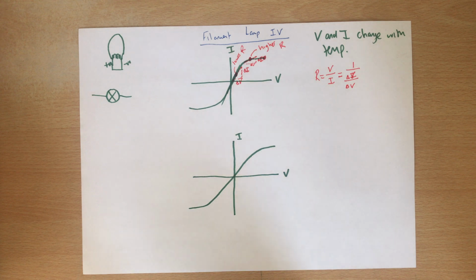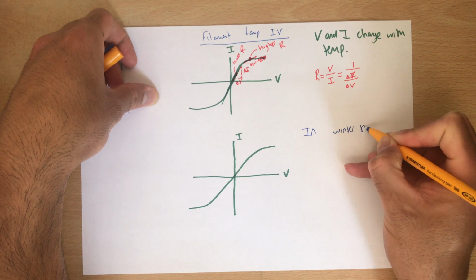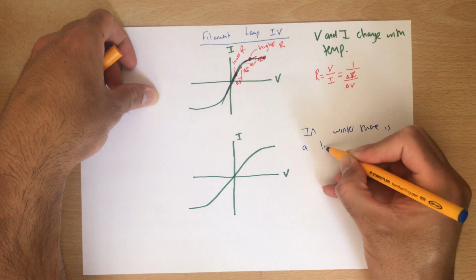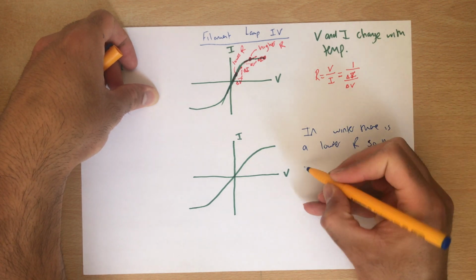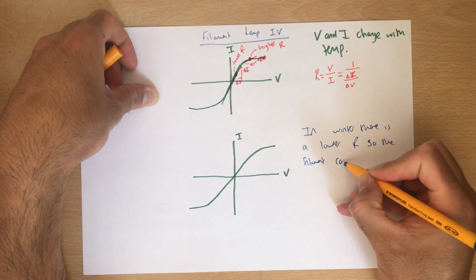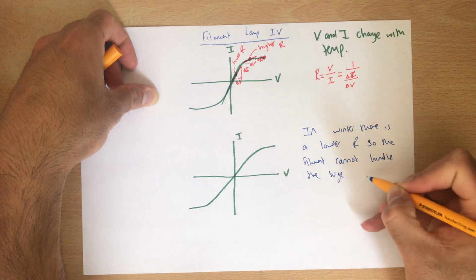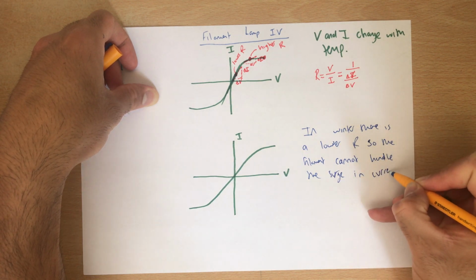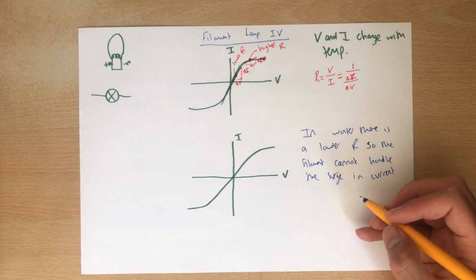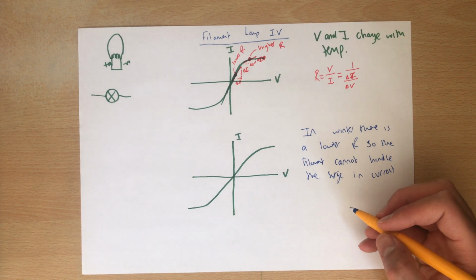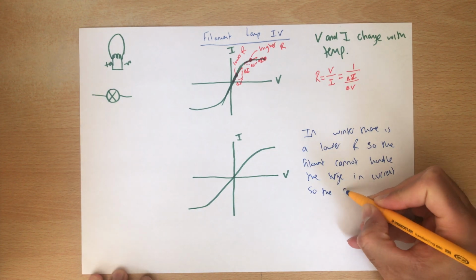The key point about this graph I wanted to highlight is that in the winter there is a lower R value, resistance. So let's write this down. So the filament cannot handle the surge in current, so it breaks, basically. And that's why in the winter you have so many bulbs actually breaking, because it just can't handle it. The resistance is not suited for it. So the surge in current, so the filament breaks.